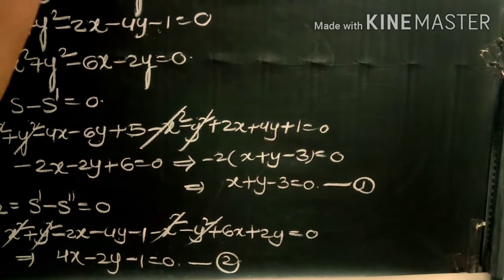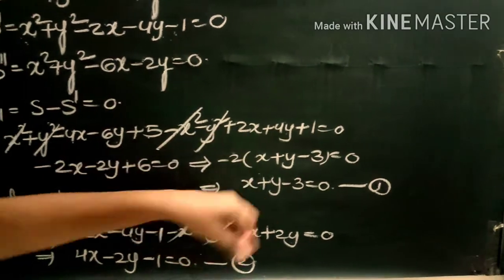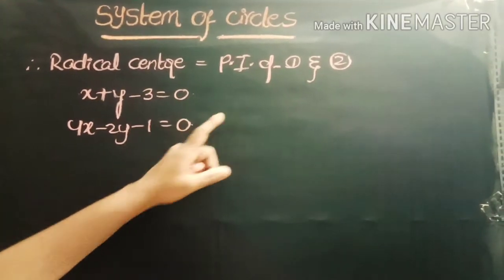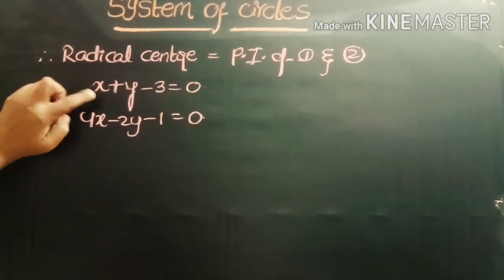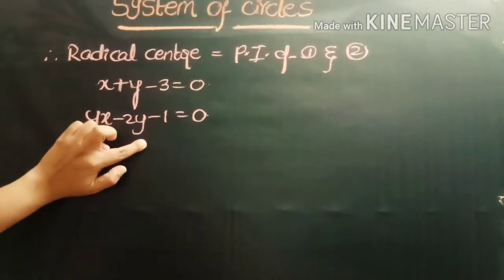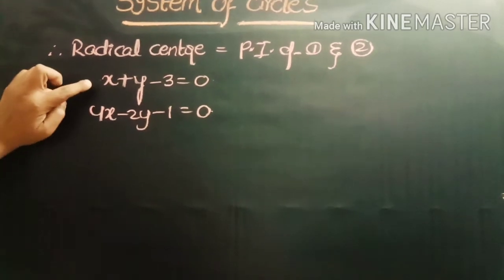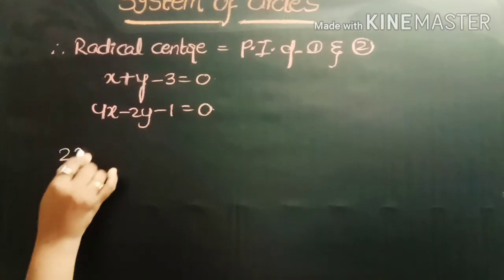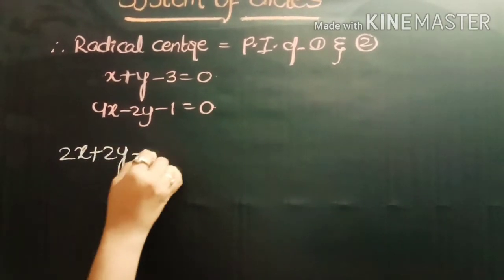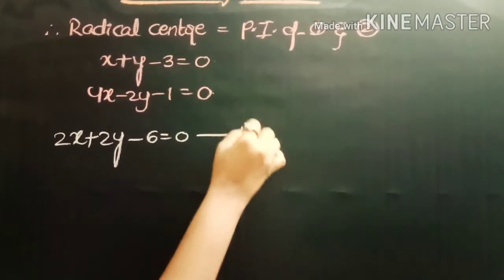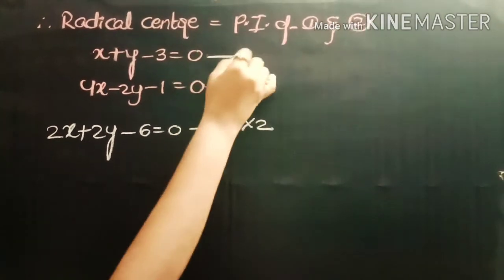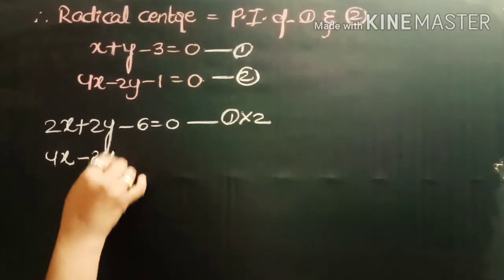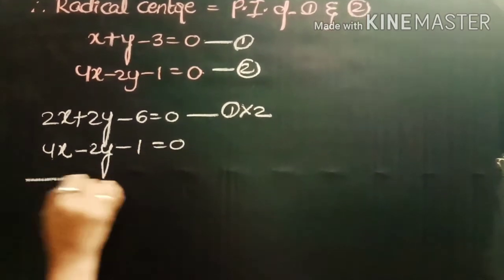Now to get the radical center, simply we take the point of intersection of these two lines. That's all. Radical center is equal to point of intersection of the lines 1 and 2. First equation is x plus y minus 3 equal to 0, and the second equation is 4x minus 2y minus 1 equal to 0. Now we multiply the first equation by the number 2 to get the value 2y here, that is 2x plus 2y minus 6 equal to 0, which is nothing but the first equation into 2. This is the first equation, this is the second equation. And next here we write the second equation, 4x minus 2y minus 1 equal to 0.